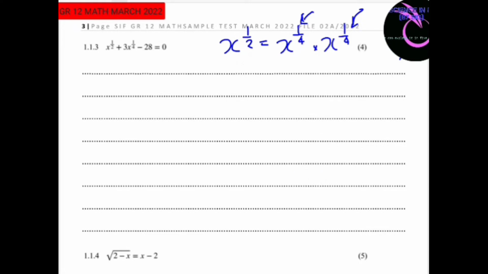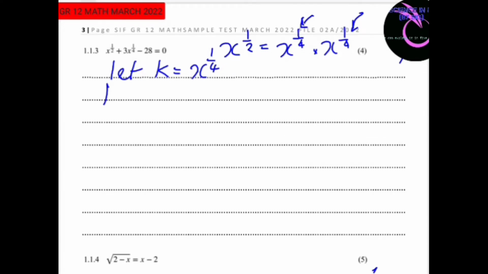With that information, I'm going to say let k be equal to the smaller exponent, x to the power a quarter. So whenever there is x to the power a quarter, I'll substitute it with k. So the first term, the x to the power half, is actually k times k now. So I'm going to have k squared plus 3k minus 28, all of that is equal to 0.